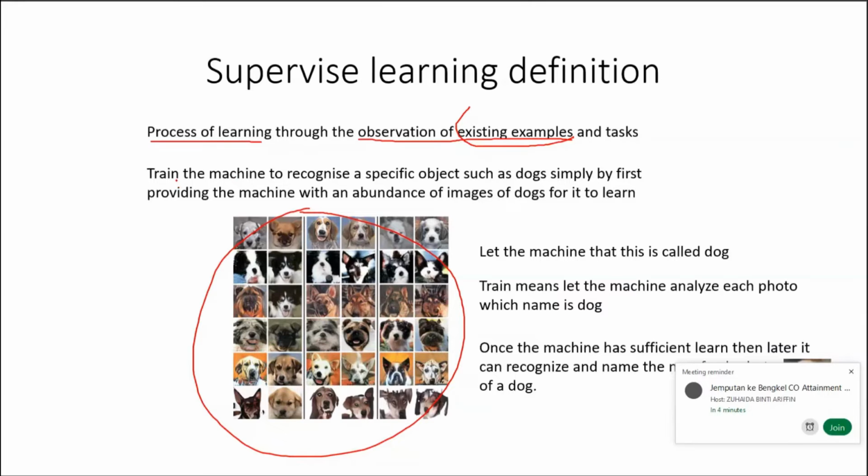And it is train the machine to recognize. Train the machine. This is another word. Train the machine to recognize a specific object such as a dog simply by first providing the machine with an abundance of images of dogs for it to learn. Okay, so the same as the above.